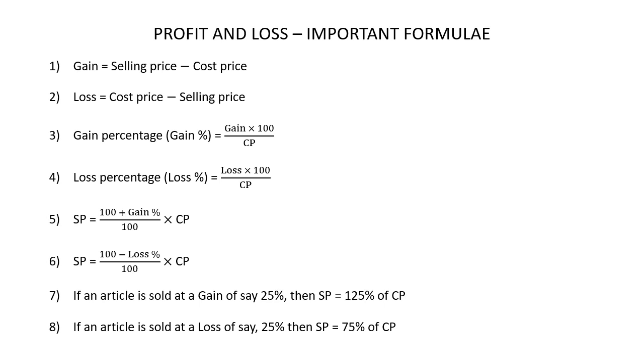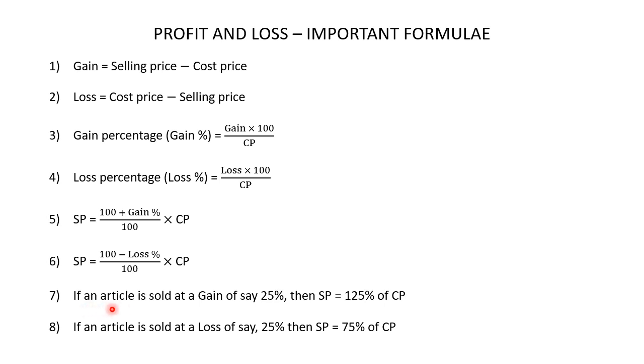Here are a few important formulae on profit and loss. Gain is equal to selling price minus cost price. Loss is equal to cost price minus selling price. Gain percent is equal to gain multiplied by 100 divided by cost price. Loss percentage is equal to loss multiplied by 100 divided by cost price. Selling price is equal to 100 plus gain percent divided by 100 multiplied by cost price. Selling price is equal to 100 minus loss percent divided by 100 multiplied by cost price.